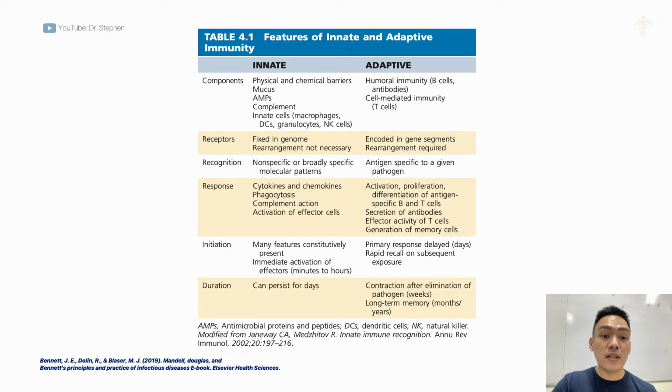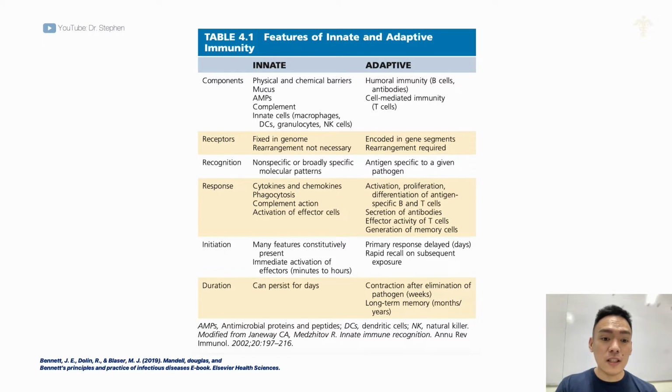For recognition, this is non-specific. And for adaptive, it is very specific to a given pathogen. Responses include chemokines, cytokines, phagocytosis, complement action, activation of effector cells. For adaptive, we have to activate, proliferate, and differentiate your antigen-specific B and T cells, secretion of antibodies, effector activity of your T cells, and the generation of memory cells.